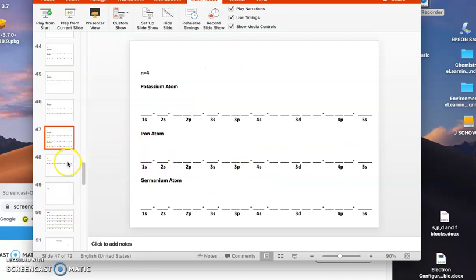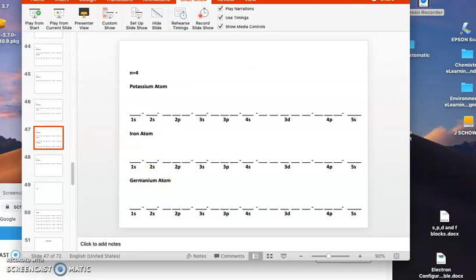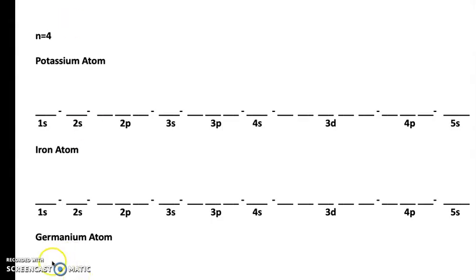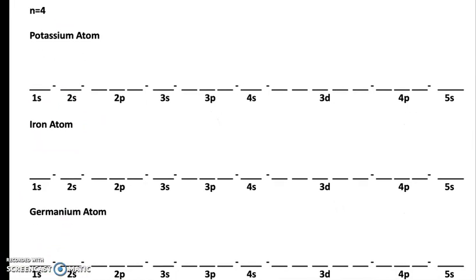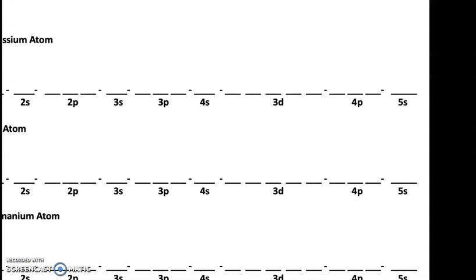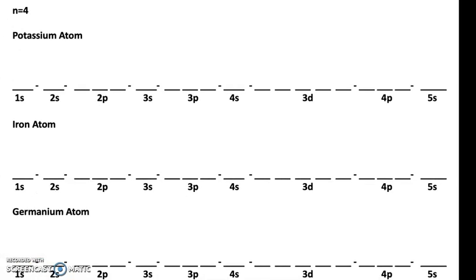Okay, so we did potassium, iron. So we're going to finish up with germanium and strontium. Okay, so let's take a look here. So germanium, let me scroll this down. On the periodic table, it has 32 electrons. Okay, 32 electrons. So we start filling in from the left.